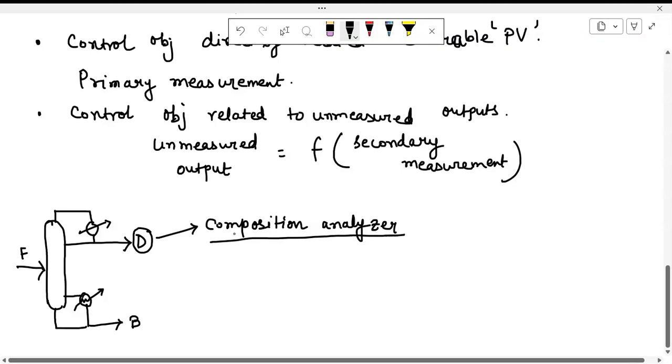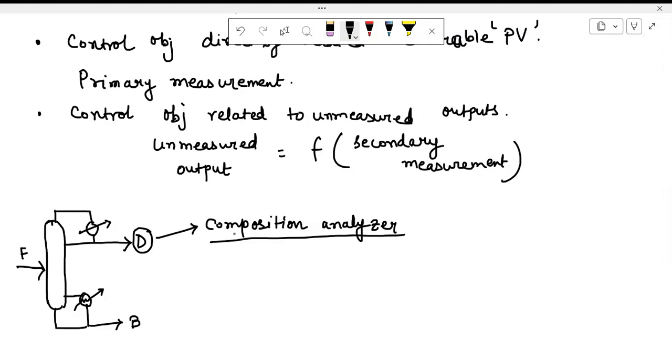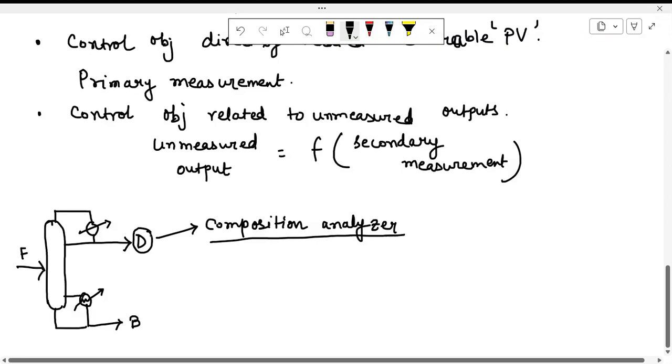In some cases, as a matter of fact, composition analyzers are very expensive also, and you may need to measure the composition at certain points throughout the column. So what do we do in that case? In that case, the best advice is to measure the temperature of the various trays in the column. The trays in the column will all be evaluated for their temperatures using thermocouples. I'll write this down: temperature of trays is measured using thermocouple.